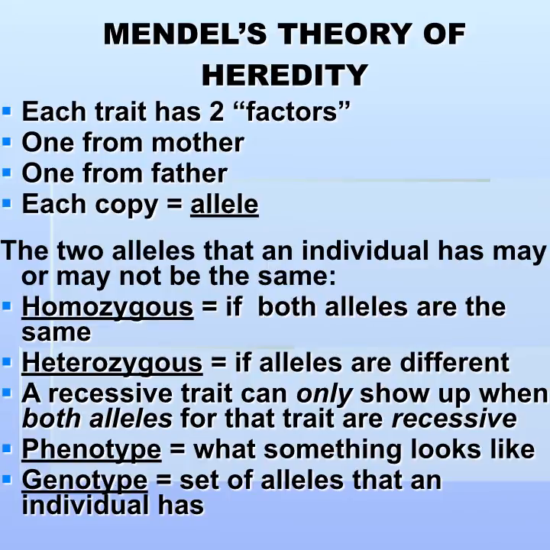Each trait has two factors. One comes from the mother, one comes from the father. Here's his theory of heredity. Each copy, each of these, is called an allele. An allele for smooth or an allele for wrinkled. The two alleles that an individual has may or may not be the same. Again, if they're the same, they're homozygous. If they're different, they're heterozygous.